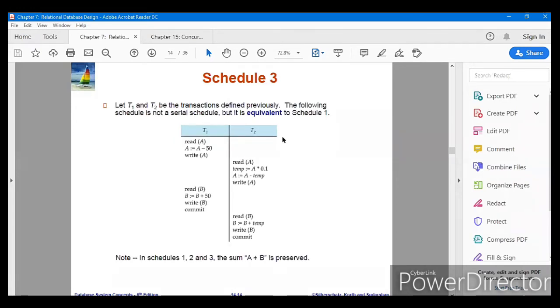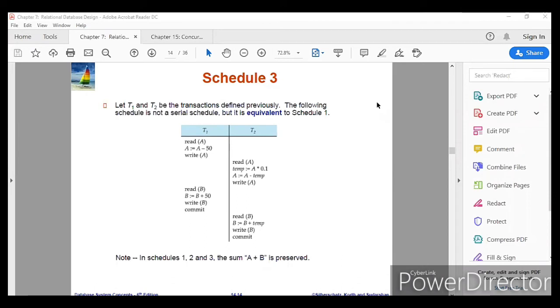Schedule 3. This is similar to schedule 1, if you carefully notice it. But the only thing is, first transaction T1 on data item A is completed. Then on the same data item A, T2 is completed. Then T1 on data item B is completed. Then on the same data item B, T2 is completed. But if you see, unless and until the entire transaction T1 is completed, T2 is not completed. Hence, it is equivalent to schedule 1.